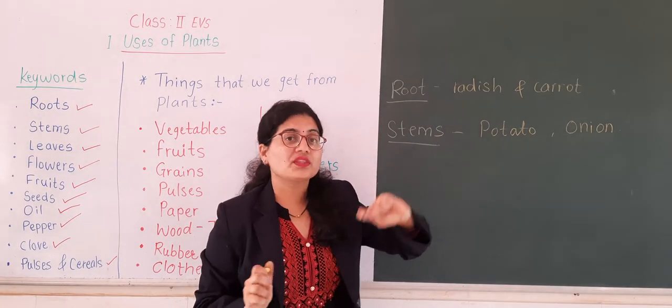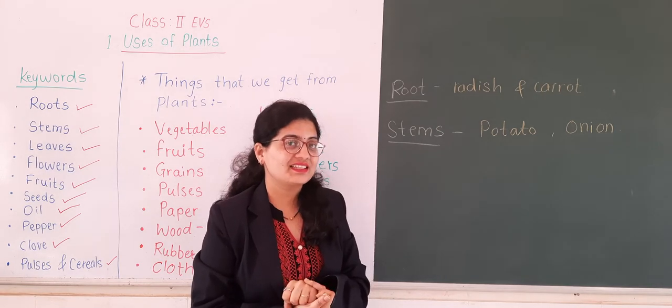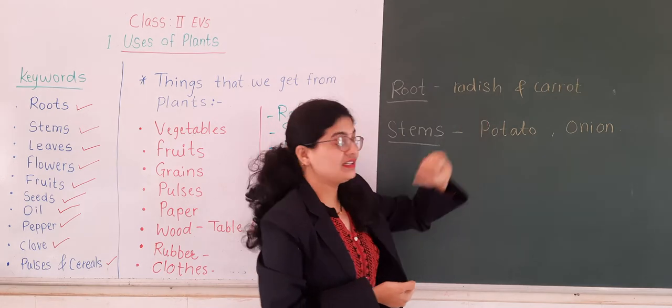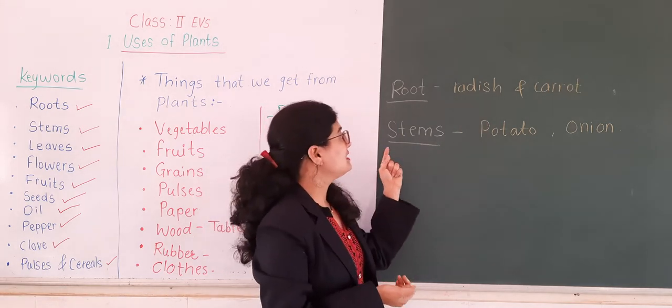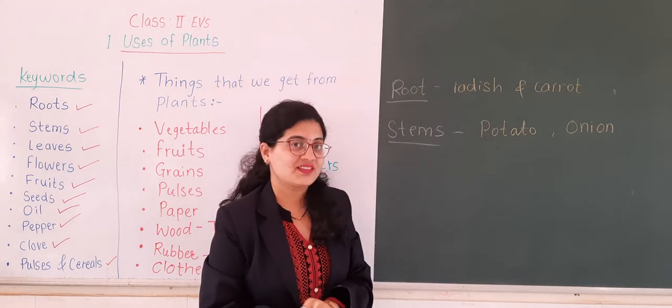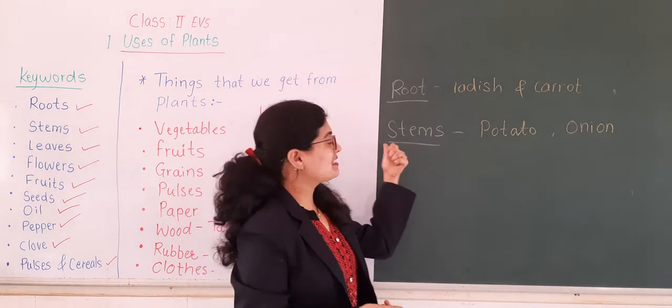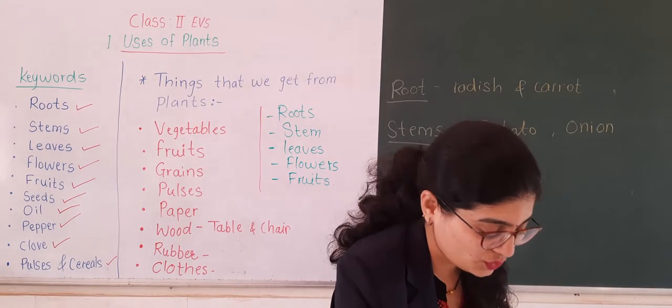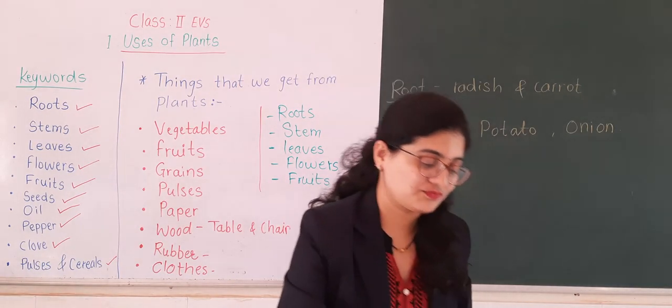Do you know what is beetroot? Yes, beetroot is the root of a plant. And tell me, what is ginger? Ginger is the stem of a plant. Alright. Now, let us move toward the next thing.